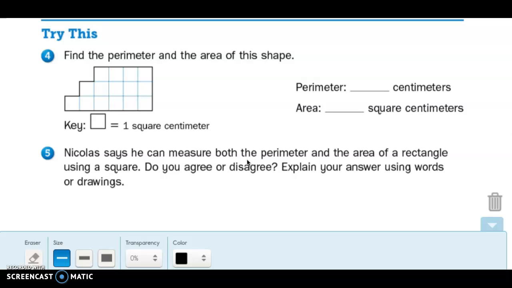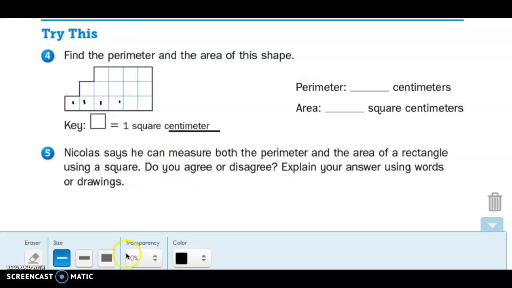Okay, and then when we get to number 4, it says find the perimeter and the area of this shape. Okay, we're doing square centimeters for area, right? So this side is 1 centimeter and this side is 1 centimeter. What's the perimeter and what's the area? For this one, your best strategy might be to count these up. I suggest putting a mark in each box if you're going to add them while you count.